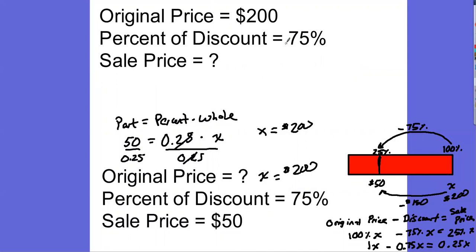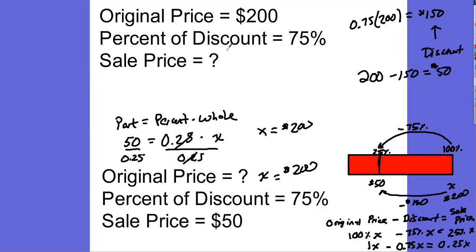If your percent of discount is 75%, you can just say, okay, well, if I'm taking away 75%, so 75% of 200 is equal to what number? And that's the 150. So that's my discount though. So realize, my percent of discount was 75%. So this number represents the discount. So if it's $200 and I have that discount of 150, 200 minus the 150 leaves me with a sale price of $50.